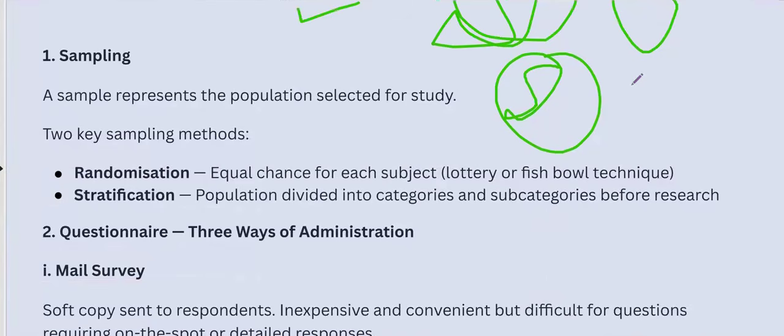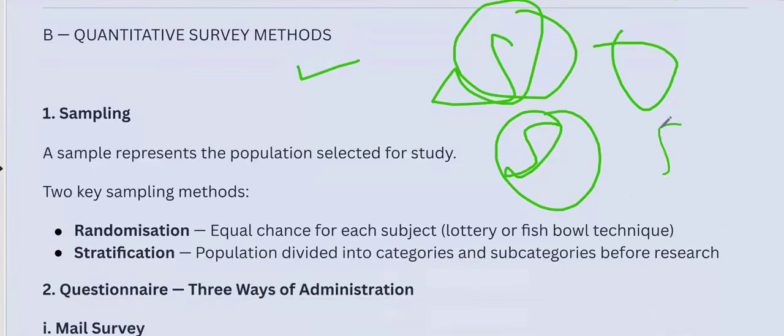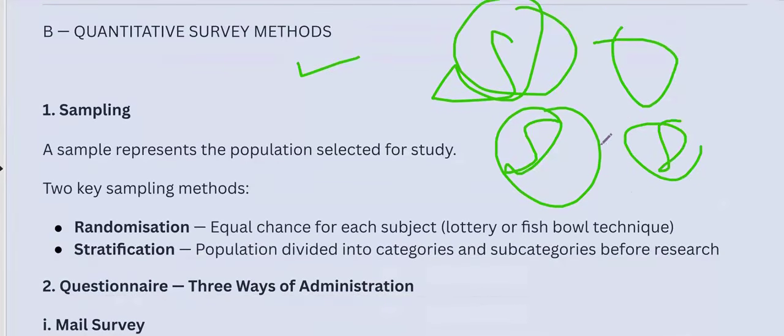One can be random. Randomization means there is equal chance. It's like a lottery. You are just moving from your home towards school, and anybody you are meeting becomes your sample. Stratification means you have criteria. Criteria like I told you, gender, caste, sex, creed, language, anything. Okay. So you can decide a sample and then you can conduct a survey.